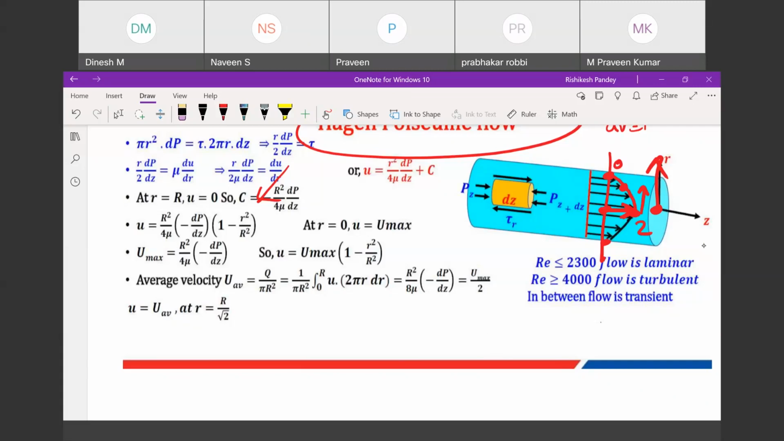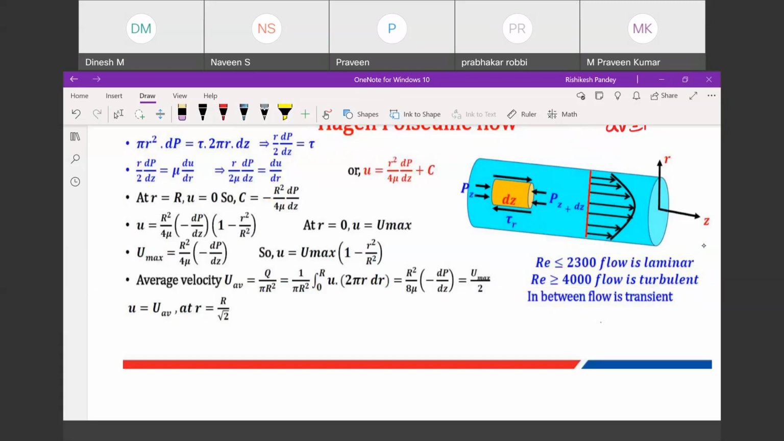When fluid is flowing in this pipe, if Reynolds number is less than 2300, flow is laminar. If it is greater than 4000, flow is turbulent. In between, it is transient.